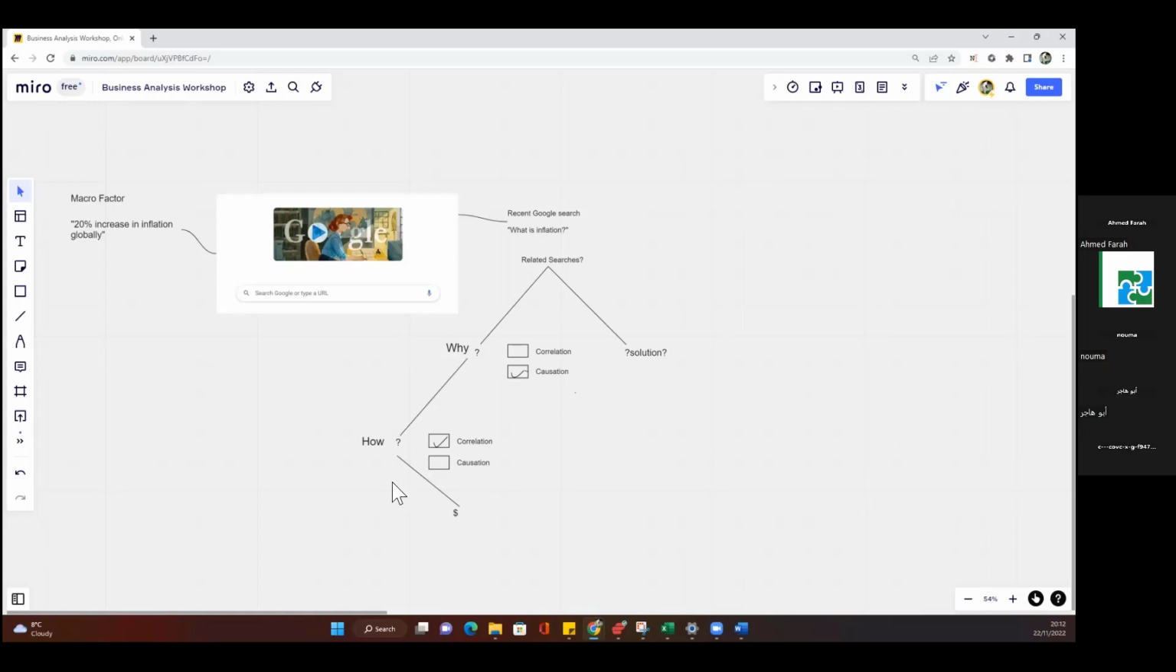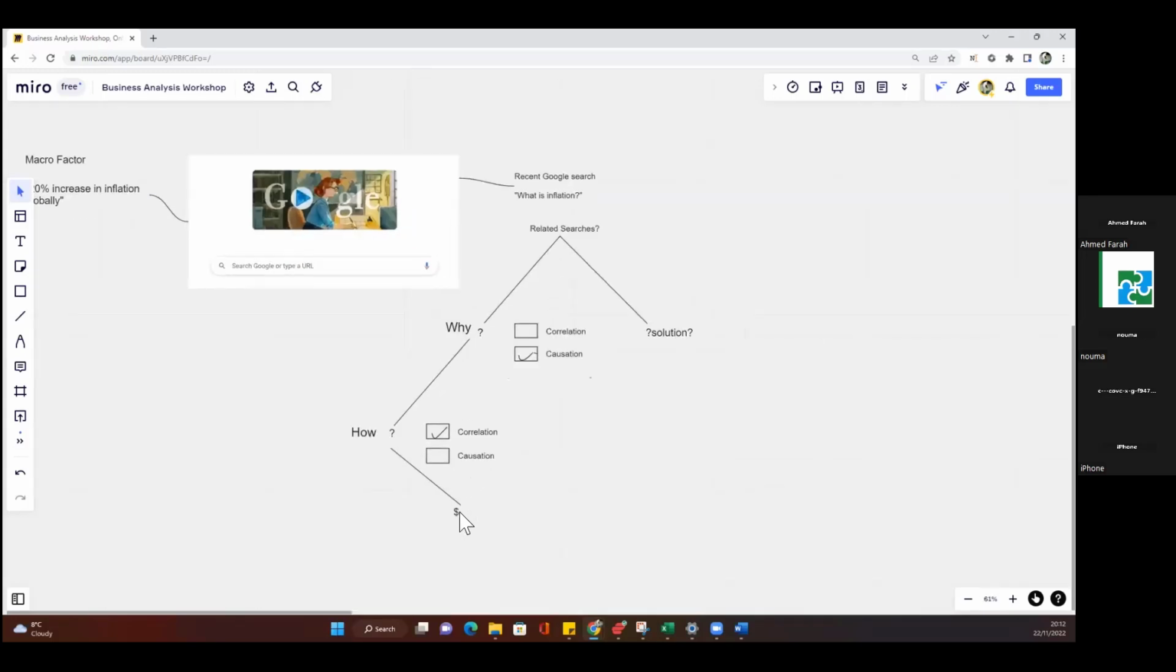But now, how is it being caused, or how does it affect, can be multiple questions. How does it affect me? How does it affect my population, my locality? How does it affect an organization? All of that is correlation, because there's a number of factors that are related to the why.